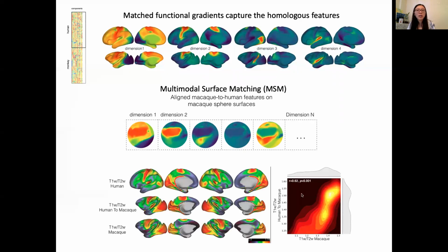So here we show that the alignment can align the human myelin map, which is T1 divided by T2, and map it into the monkey surface and compare it to the real T1 divided by T2 calculated in the monkey space. So we see that these two myelin maps are quite comparable. So this demonstrates that the alignment works.